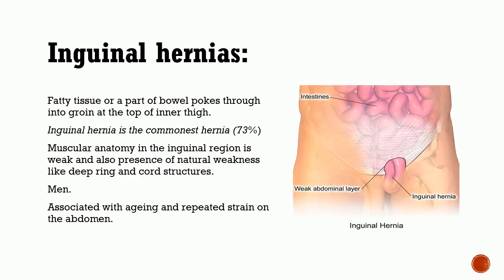Inguinal hernias. Inguinal hernias occur when fatty tissue or a part of bowel pokes through into the groin at the top of the inner thigh. Inguinal hernia is the commonest hernia, 73%, because the muscular anatomy in the inguinal region is weak and also due to the presence of natural weakness like the deep ring and cord structures. It mainly affects men. It's often associated with aging and repeated strain on the abdomen.